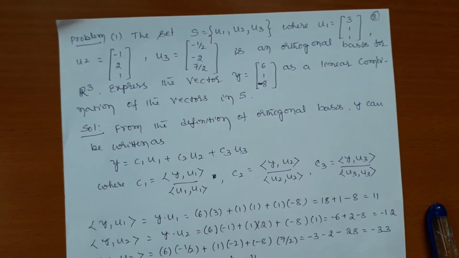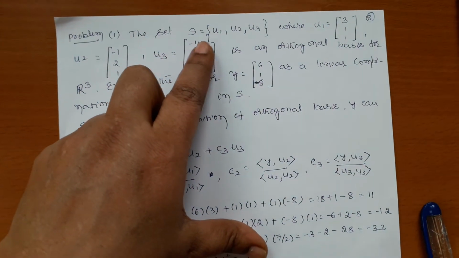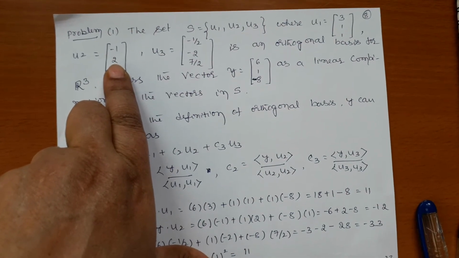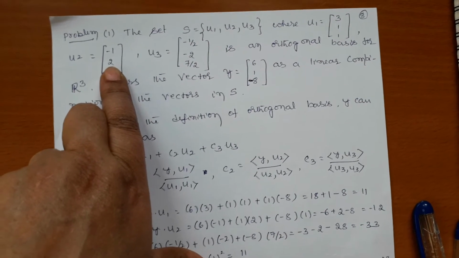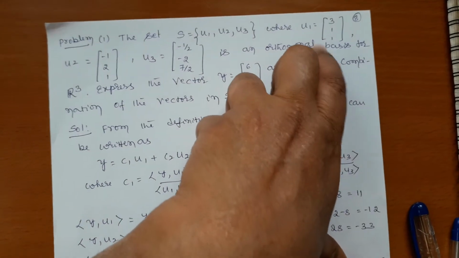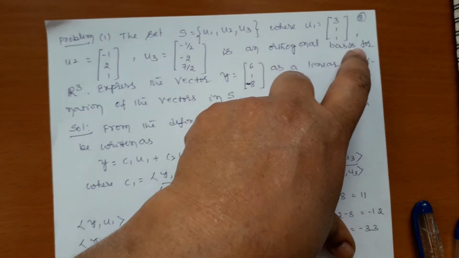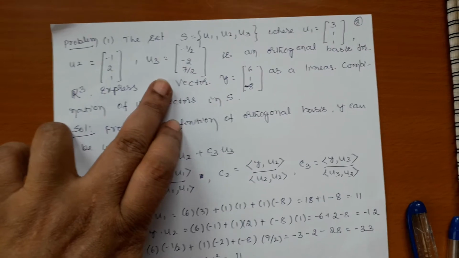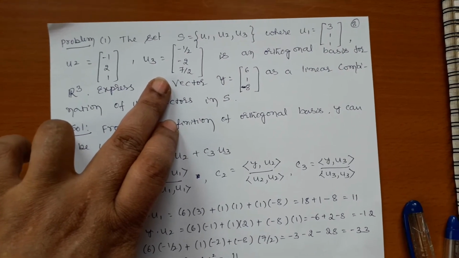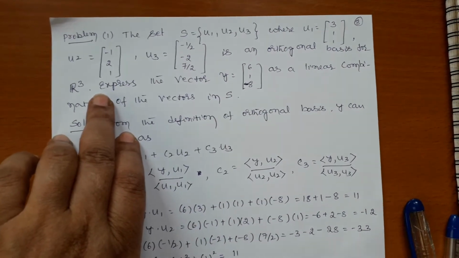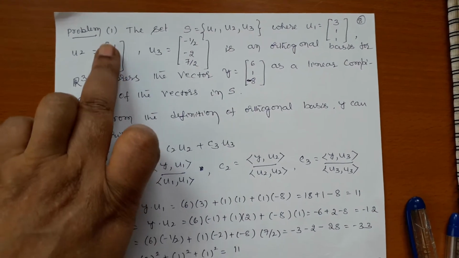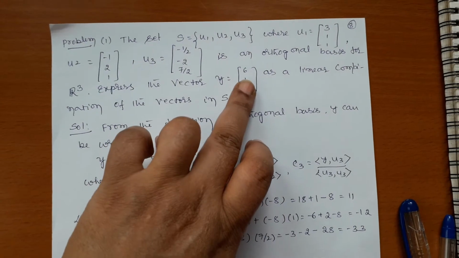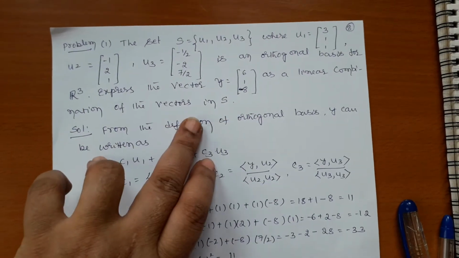Next, moving to the next problem. The set S has 3 vectors, which I have purposefully given in column form. Students must be familiar with this; they may ask the question with vectors having coordinates in column form instead of row form. Row vector or column vector. U1, U2, U3, with dimension 3, is an orthogonal basis for R cube, a Euclidean space with dimension 3, because each vector has 3 components. Express the vector y equal to 6, 1, minus 8 as a linear combination of vectors in S.